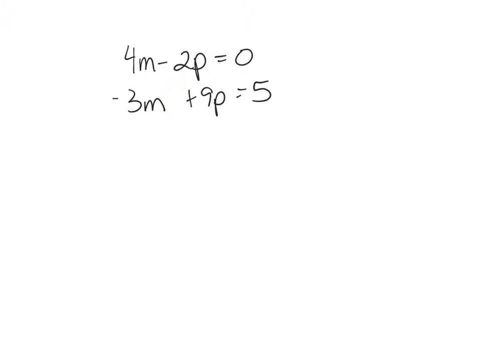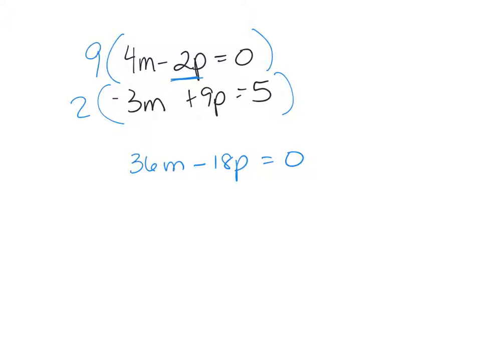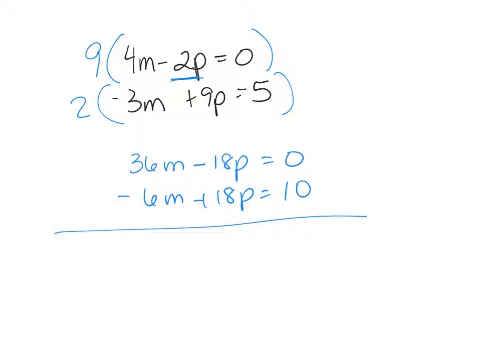This time we're going to eliminate the p's. So I'm going to multiply this guy by a 9, which will give me -18p there, and this guy by a 2. So we have 36m - 18p = 0, and -6m + 18p = 10. And this ends up being 30m = 10, the p's bite the dust. Divide by 30, and m equals 1/3. You see how it's still equal to what it used to be? You just found it first.